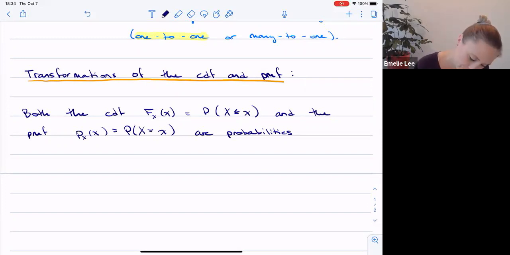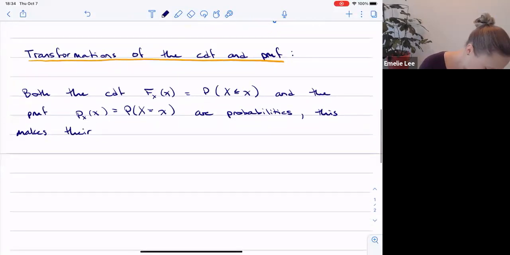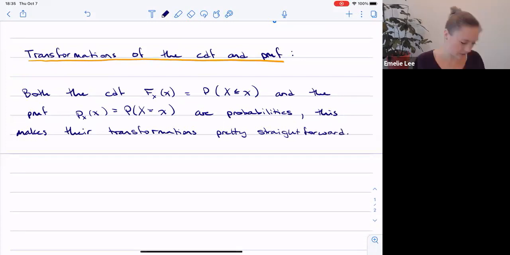So this makes their transformations pretty straightforward. That's going to be the hiccup once we hit the PDF: they're not actually probabilities anymore. If we have a continuous distribution, there's no probability at a single point. We can only talk about intervals. Intervals exist, but not single points anymore.